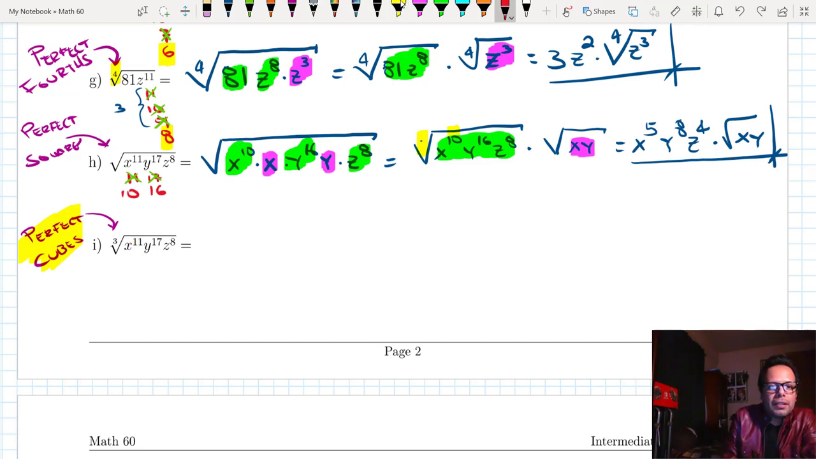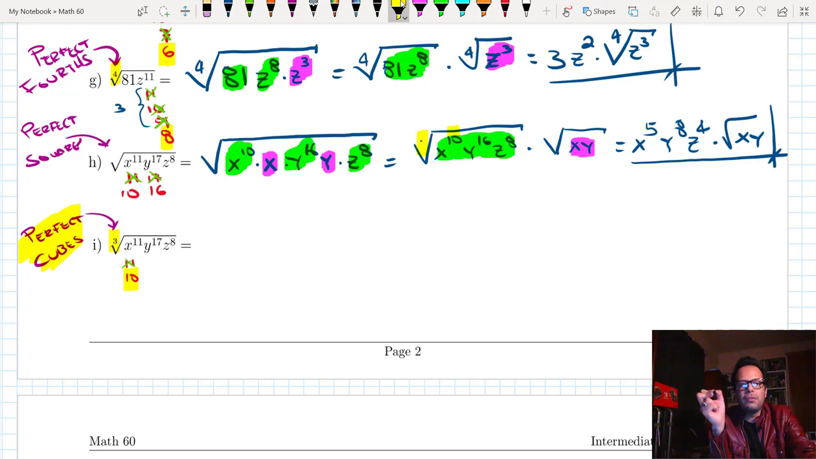11 divided by 3, which is the index, doesn't go evenly, right? So cross it out. Let's try the next one, one integer below. What about the number 10? Is 10 divisible by 3? The answer is no. So let's cross out that possibility and try one integer less than 10, which is 9. Is 9 divisible by 3? The answer is yes. So we're good here.